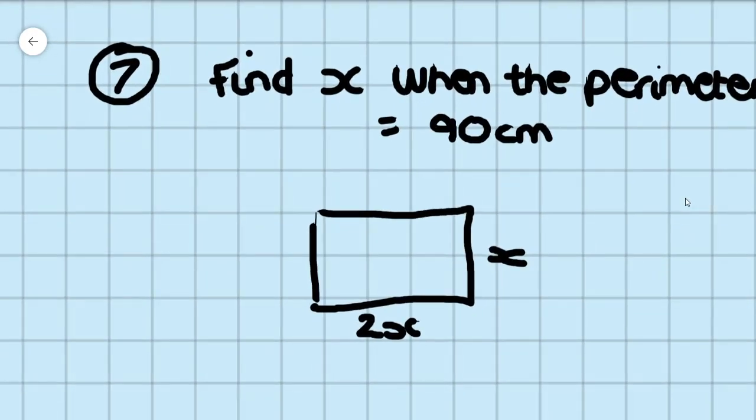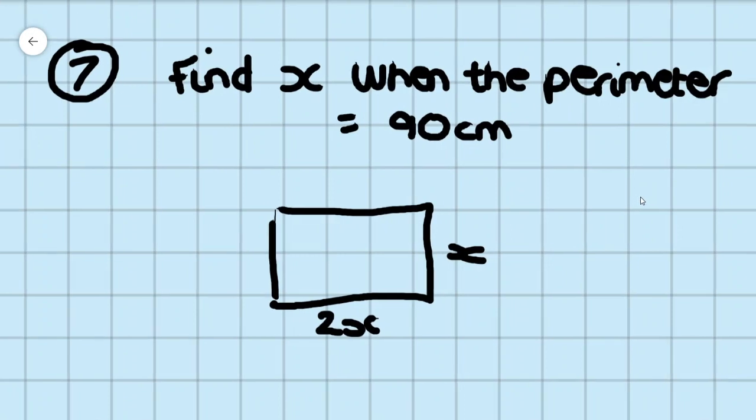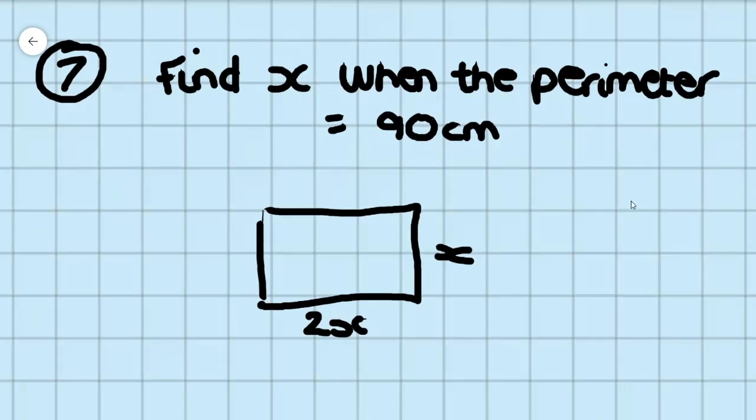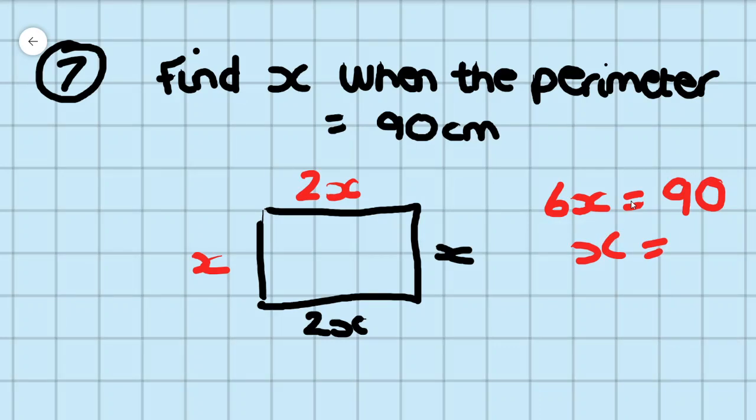Find x when perimeter is 90, so it's kind of like a reverse perimeter problem. Well, I know that if that's x, this is also x, and if that's 2x, this is also 2x. So perimeter, I'm adding them up, so 2x, 3x, 4, 5, 6x must be 90. So x must be 90 divided by 6, which is 15.